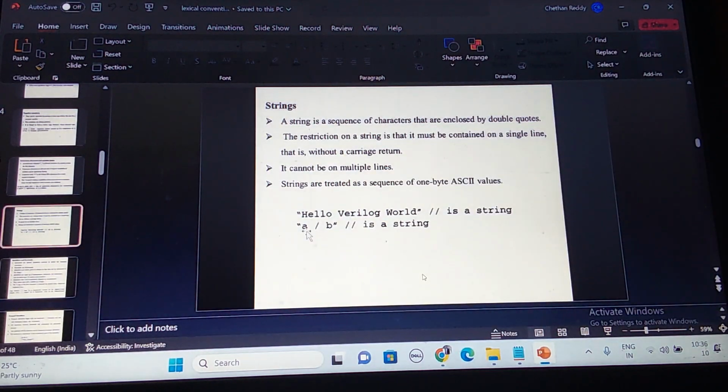Strings are usually enclosed with what? Double quotes. And what about the second example? This is a string. How is it going to print the output? Is this forward slash taken as an operator or as a string? The string. Why is it taken as a string here? Because it is included between the double quotes.